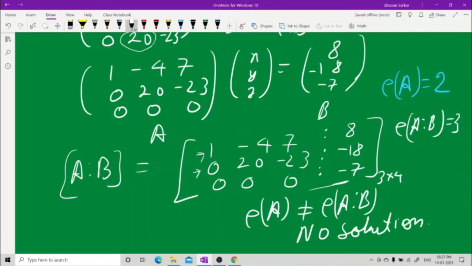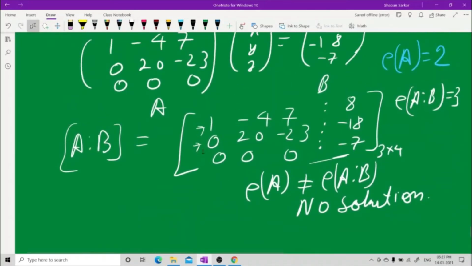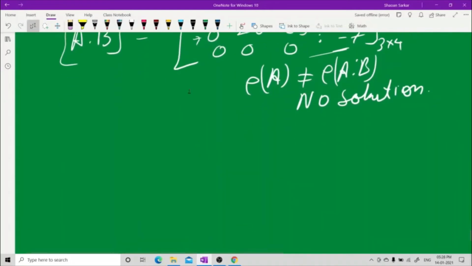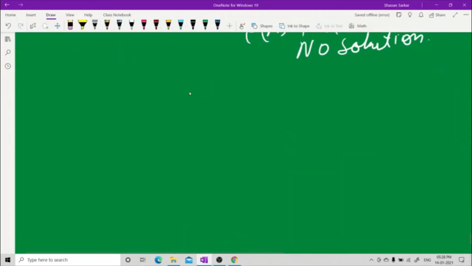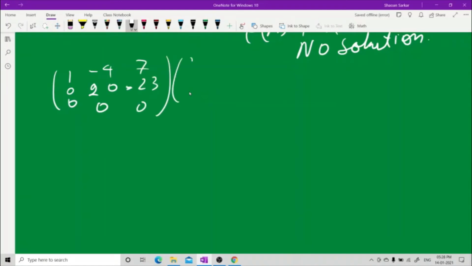Even you can see this way also. Now suppose I multiply this row with this column. Wait a minute, I have to rewrite. Now you see, if I rewrite this whole stuff, see what I get. What I am having is 1 0 0, then you have minus 4 20 0, then you have 7 minus 23 0. And then you have x y z. And then you have your 8 minus 18 and minus 7.